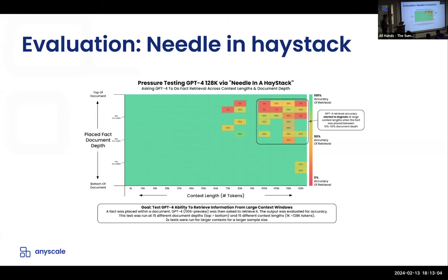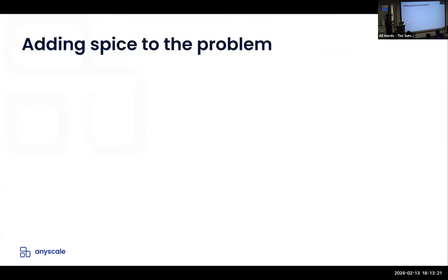And when we tried this benchmark on open source models like Mixtral, they essentially solved it. So there was not much to focus on around fine-tuning. So we started adding a little bit of spice to the problem so that it makes it more realistic to the scenarios that could happen in the real world as well.